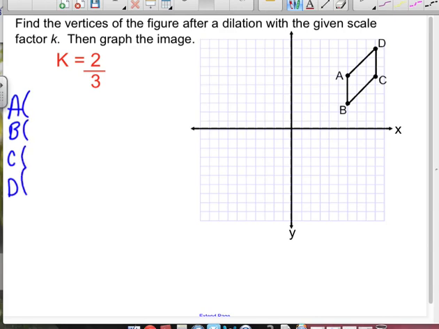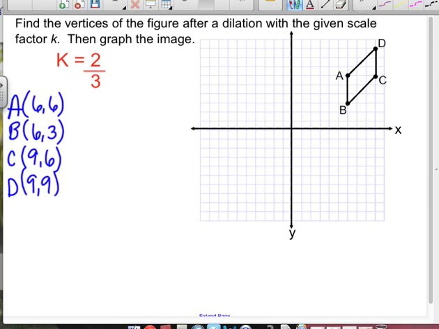A, if I were to count it out, is located at 6, 6. B is 6, 3. C is 9, 6. And D is 9, 9. So that's my original figure already drawn there in black.